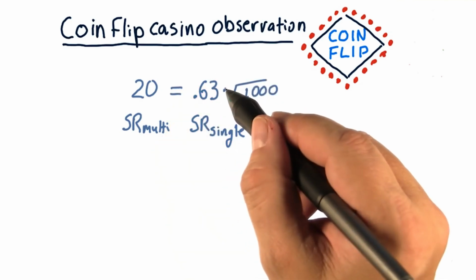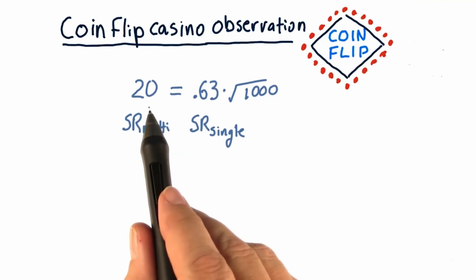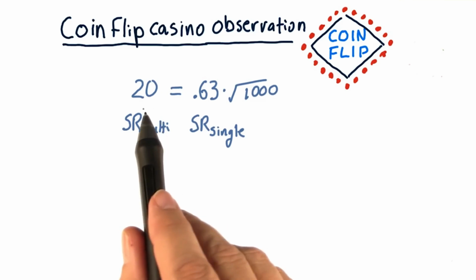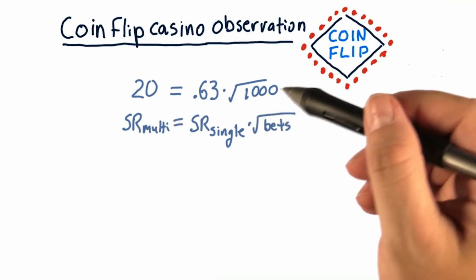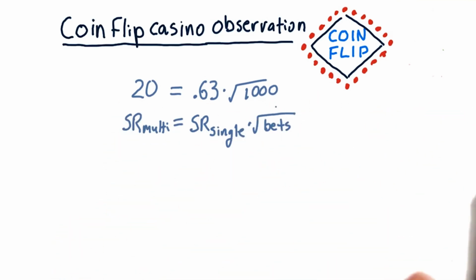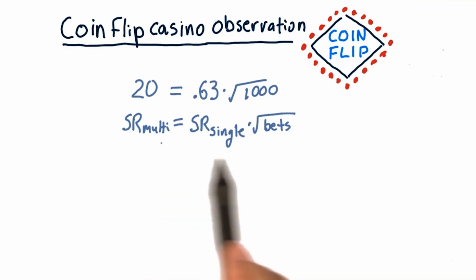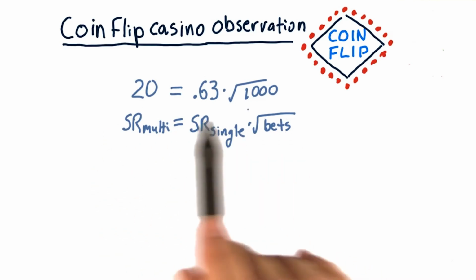So if we take the single bet case and multiply it by the square root of 1,000, we get the Sharpe ratio of our multi-bet scenario where we bet 1,000 at once. So isn't that curious? It turns out that in general, if you carry this scenario out to more examples, if you split your bets evenly across multiple tables, this relationship will hold.